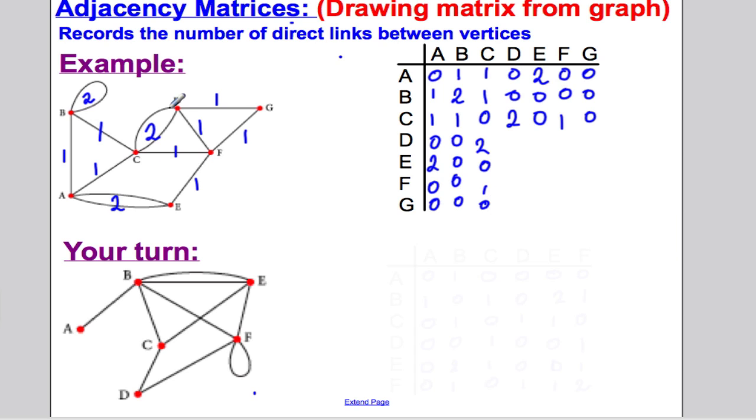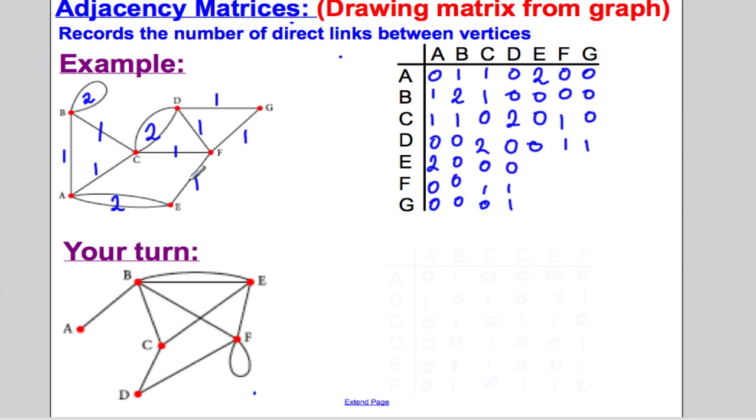Okay, D. We know between D and A there are none, between D and B there are none, between D and C there are 2, between D and D there are none, between D and E there are none, between D and F there is 1, and between D and G there is 1. So 0, 0, 2, 0, 0, 1, 1.